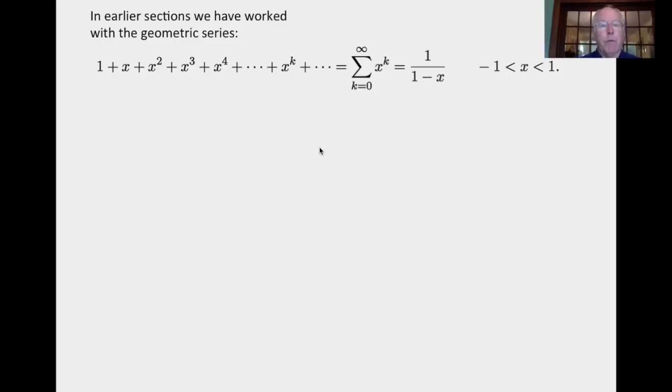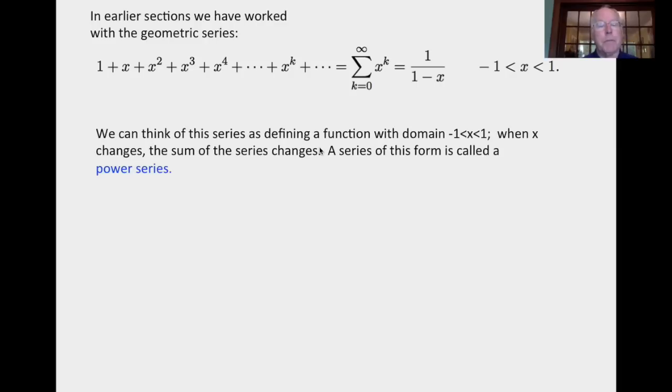So in previous sections, we've worked with the geometric series. That's a series of the form 1 plus x plus x squared plus x cubed, etc. This is the geometric series with first term 1 and ratio x. We know this series converges to 1 over 1 minus x, provided x is strictly between minus 1 and 1. Now we can think of this series as defining a function with domain x from minus 1 to 1. When x changes, of course, the sum of the series changes.